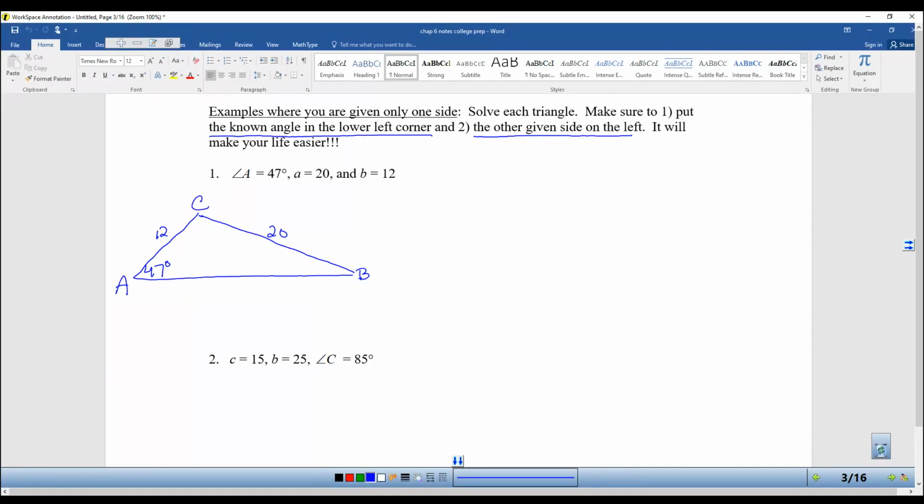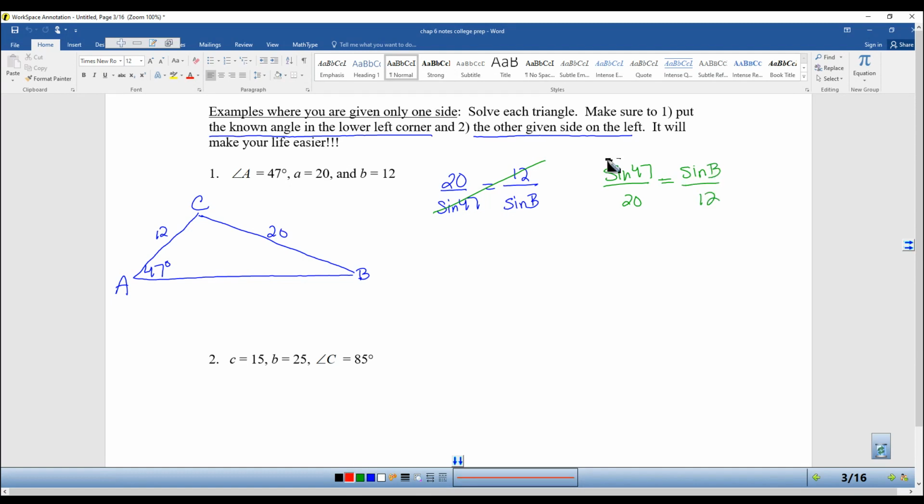Okay, so I have a known pair, so I can do 20 is to sine of 47 is equal to 12 is to sine of B. And this is what I meant on that first page where sometimes you might want to flip it upside down. So instead of doing this, you might say, oh, I want to get that sine B in the numerator. So law of sines works either way. Sine of 47 over 20 is equal to sine of B over 12.